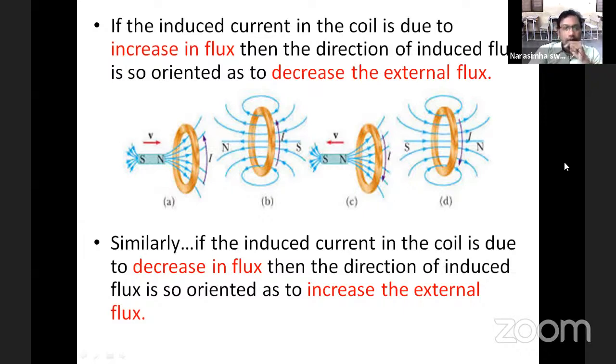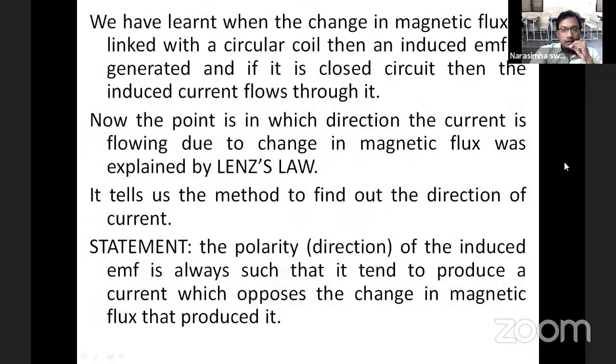And we are at Lenz's law. Okay. The statement that we already discussed is very important. What the statement says: the polarity of the induced EMF is always such that it tends to produce a current which opposes the change in magnetic flux that produces it.